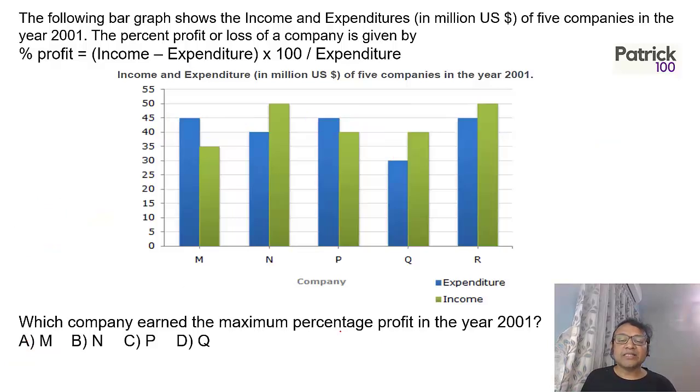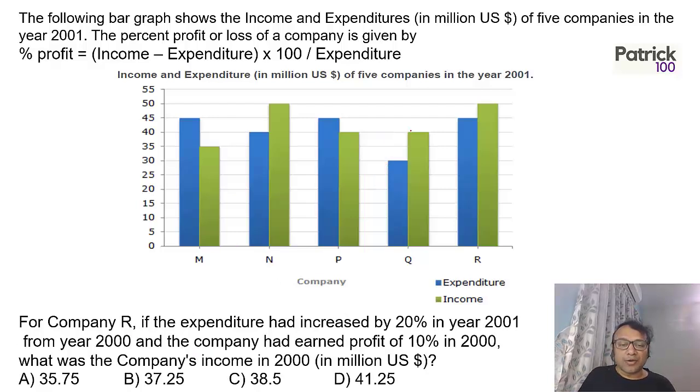Which company earned a maximum percent profit in the year 2000? Clearly you can make out that Q has earned a maximum profit. 2 companies have got more profit, N and Q. But Q has a smaller base, the expenditure is smaller. So automatically the percentage will be higher. So D option. Both N and Q have a profit of 10, but for Q the base is smaller, the expenditure is smaller. Therefore the percentage will be higher automatically.